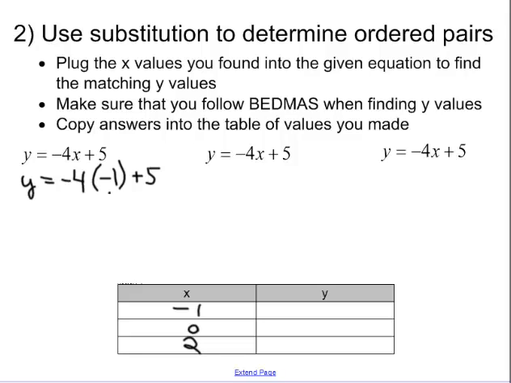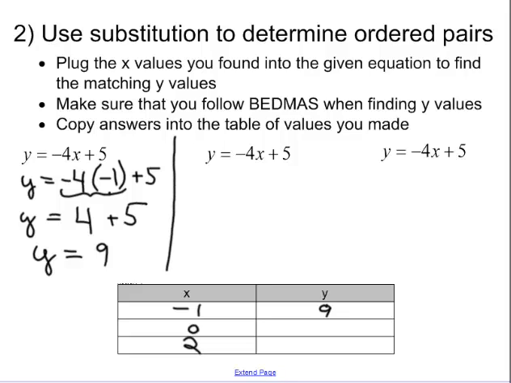So no exponents or division, but there is a multiplication between negative 4 and negative 1. If you do this multiplication out, you get positive 4 because a negative and a negative makes a positive, and you're going to add 5, just carrying that down. y equals 4 plus 5, which is 9. So you want to take this 9 and copy it into your table of values.